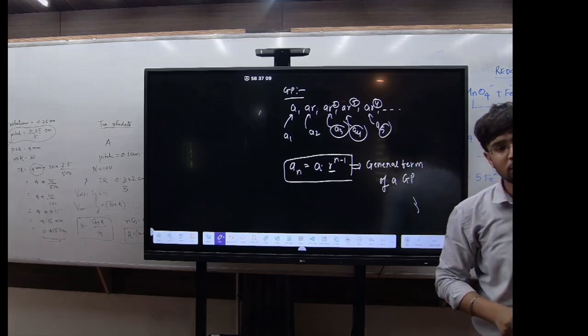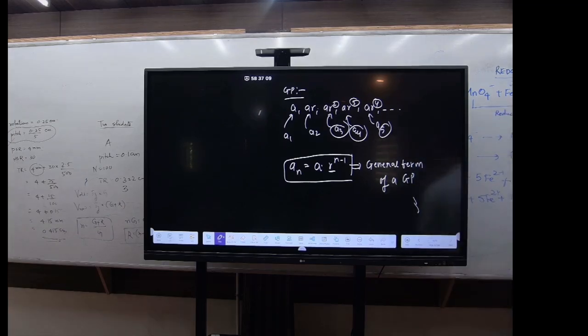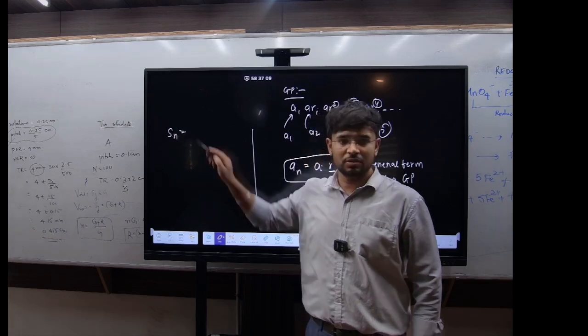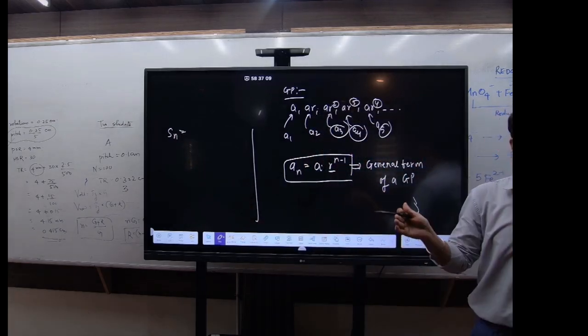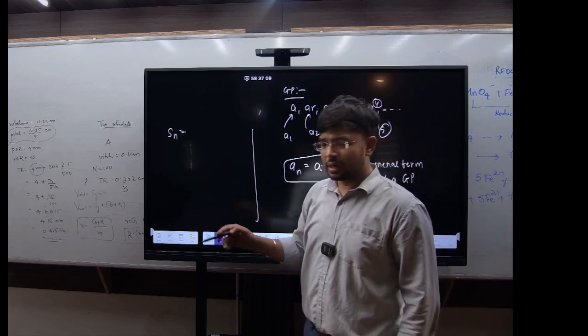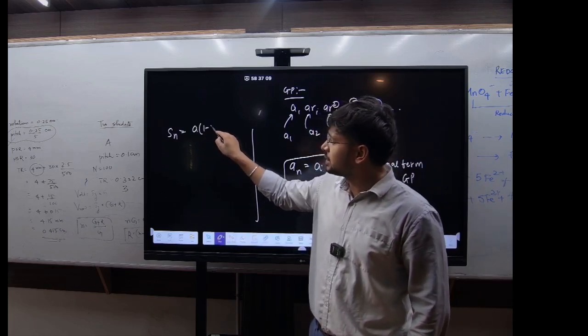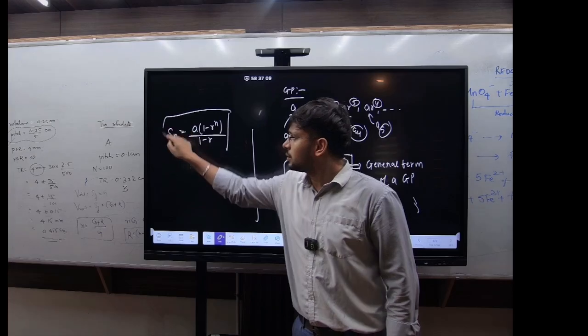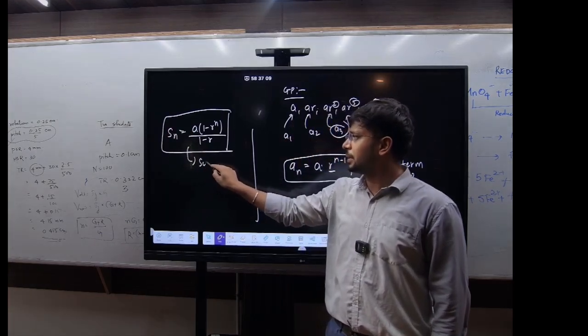Second, they will ask you what is the second formula. The second formula they will ask you is the sum of n terms. Let's say 5 terms are there, what will be their sum in a GP? So what is the formula of the sum of n terms? Any idea? It is nothing but a into 1 minus r to the power n, divided by 1 minus r. This is the sum of n terms in a GP.